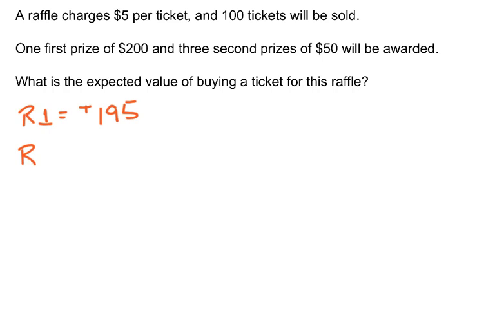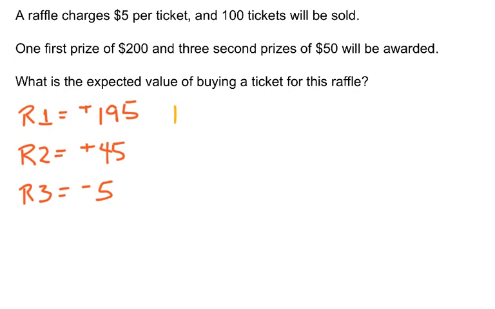Result number 2, I could be one of the second prize winners. I get $50. Great, I didn't really win 50 because I paid $5 for the ticket, and they don't give me that $5 back on top of my winnings. So if that happens, I'm a $45 winner. And then result number 3 that could happen is that I could just lose. I could not be a winner at all, and I could lose my $5. So those are the 3 results that could possibly happen.